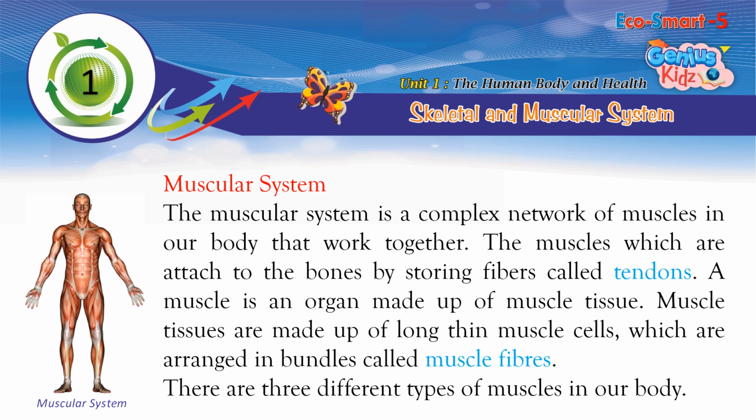Muscular system. The muscular system is a complex network of muscles in our body that work together. The muscles are attached to the bones by strong fibers called tendons. A muscle is an organ made up of muscle tissue. Muscle tissues are made up of long thin muscle cells which are arranged in bundles called muscle fibers. There are 3 different types of muscles in our body.